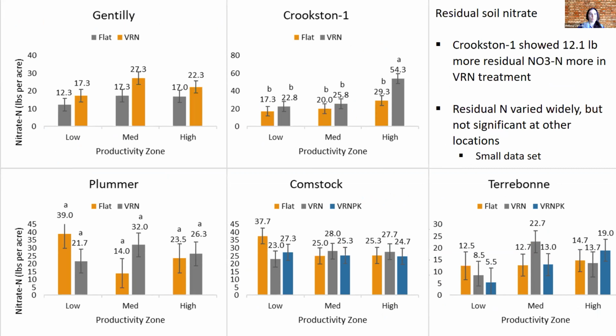Something that I wish we did in 2019, and wish we would have done in the other years, 2017 and 2018, was look at residual nitrate in each zone in each strip. It's kind of like grid sampling each of the individual plots. We found a lot of variability in the residual nitrate amongst all those productivity zones. We didn't find any significant differences except for at one site, that Crookston field site. And that Crookston field site also had a positive yield response.